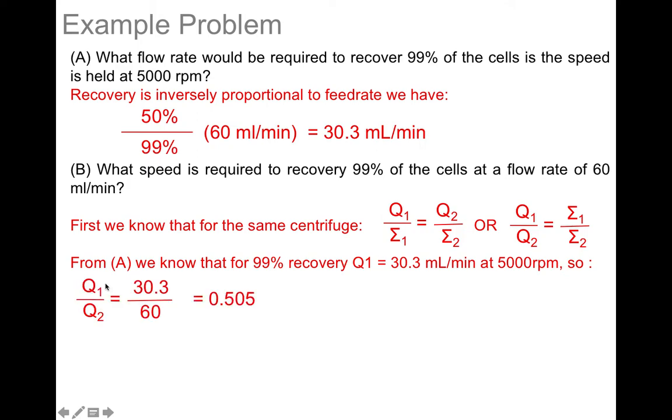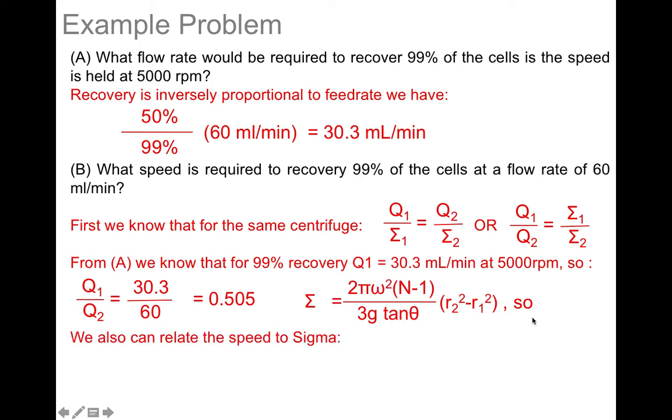So we know that 30 to 60 equals 0.5, right? That would be sigma 1 to sigma 2. Sigma, we know in a disc stack centrifuge, is a function of the angle, the radius, the number of discs, and the angular acceleration. And because we're using the same centrifuge, none of these parameters are going to change except for how fast we're spinning. So everything else will be the same. So we can relate the speed to sigma.